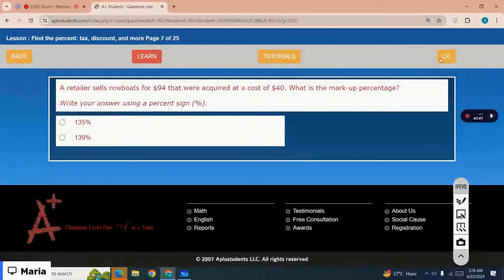A retailer sells robots for $94 that were acquired at a cost of $40. What is the markup percentage? So, which is the correct option?